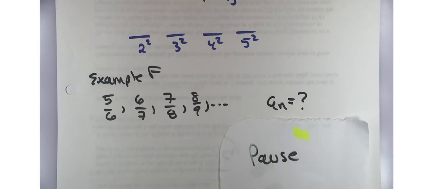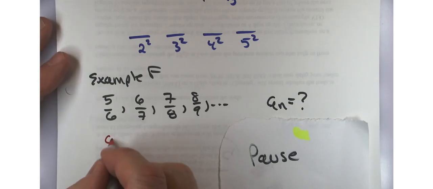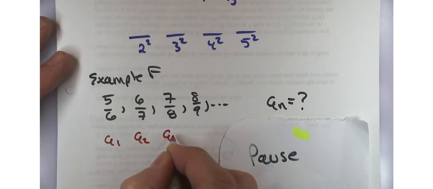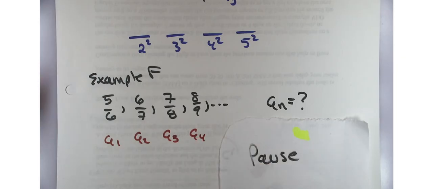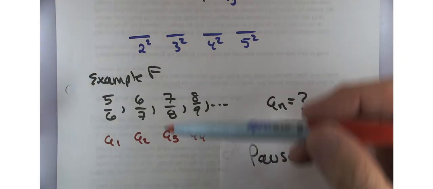Actually, you know what? There's just one there. It helps to label these things so you can kind of see relationships between numerators, denominators, subscripts, that kind of thing. Who's got this one? What are you thinking? Not yet.